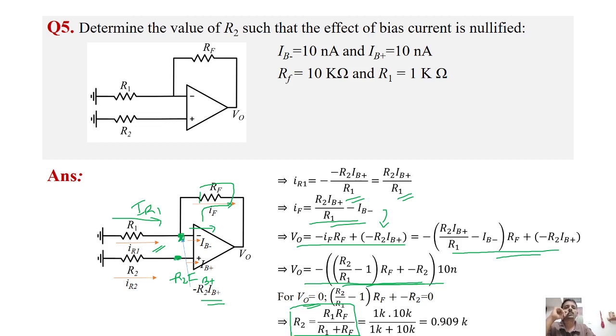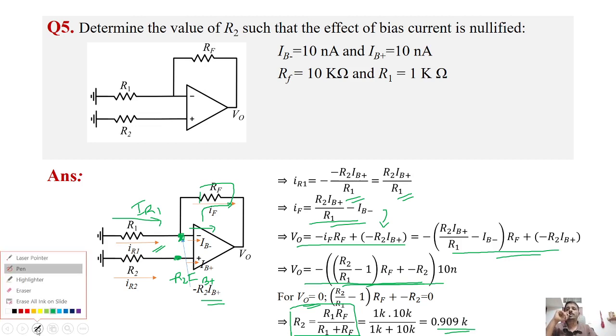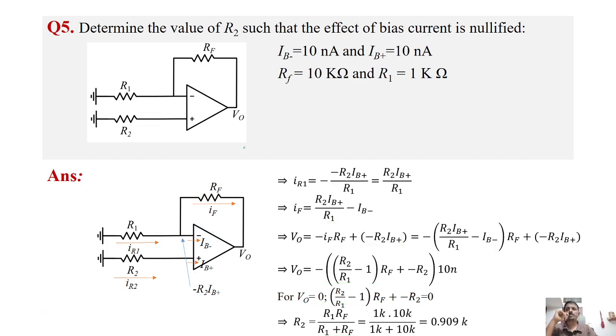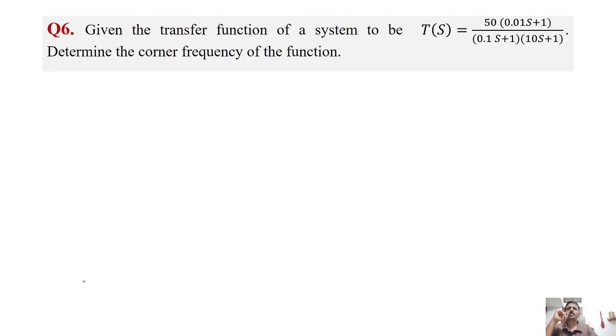And on substituting that, we will get the net resistance R2 as 0.909 K. So 909 ohm. So it's near to 1 kilo ohm. So this is how we will find the resistance, or this is how we nullify the effect of the bias current in these circuits. Okay, so this is about question 5. Now let us go to question number 6.